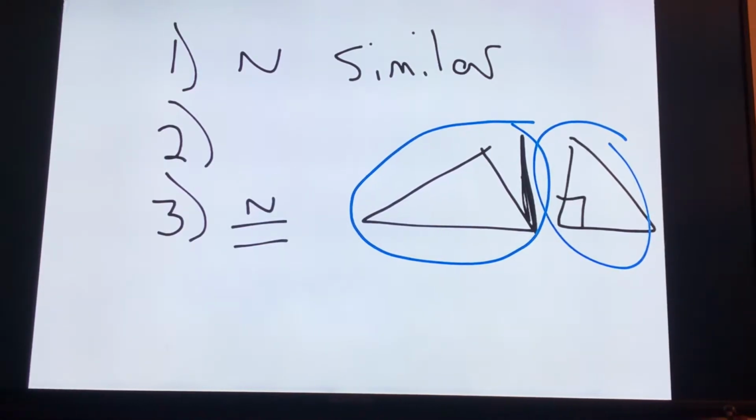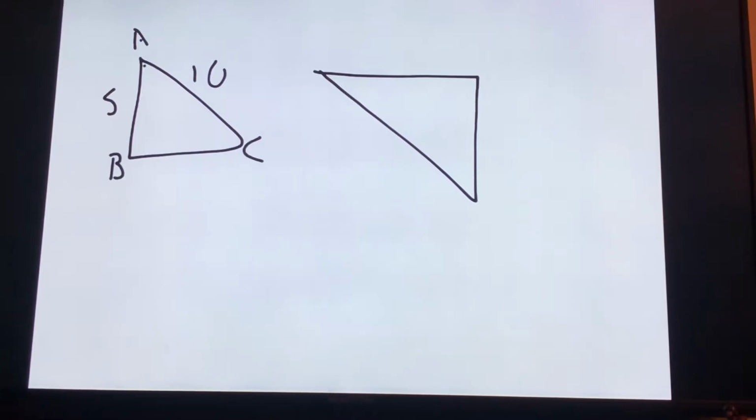Alright, looking at example 2, if you would. It says, if the triangles shown are similar, find DF. So when we say similar, we're going to go ahead and look. It looks like one might be a little bigger, so we have 5, 10, A, B, and C, F, E, and D. Alright, we're going to use something right here.